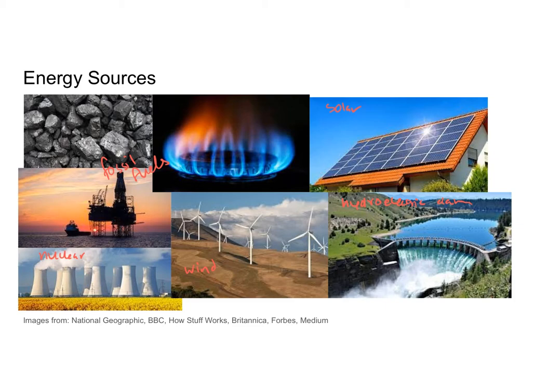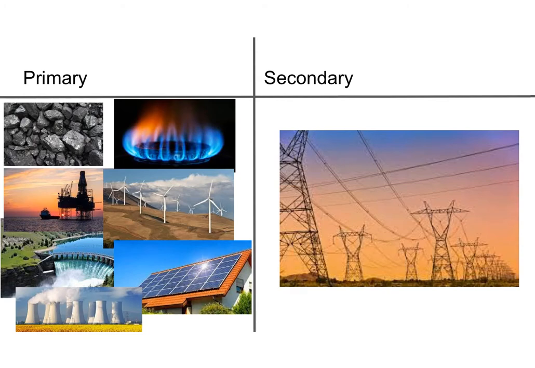So let's go ahead and talk about how we categorize these energy sources. One way of categorizing energy sources is as primary or secondary. Primary energy sources are energy sources that don't need to be processed. So unprocessed energy sources are primary sources. When we process that energy, we generate a secondary energy source.